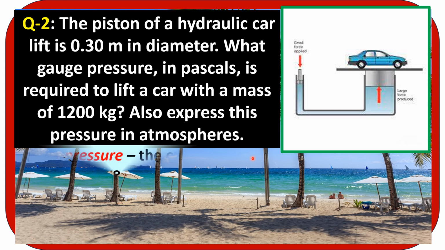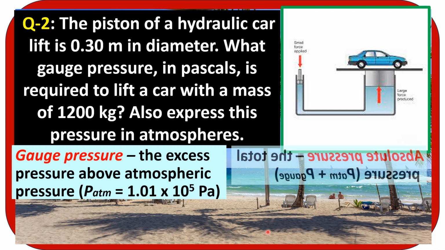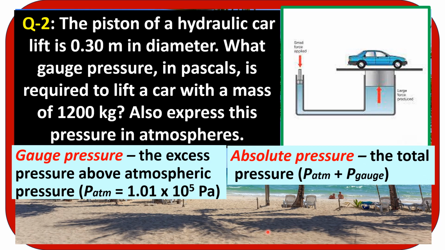So when we say gauge pressure, we are just referring to the excess pressure above the atmospheric pressure. Atmospheric pressure at sea level is equal to 1.01 times 10 to the fifth Pascal. And when we say absolute pressure, what we mean is the total pressure, which is the sum of the atmospheric pressure plus the gauge pressure.